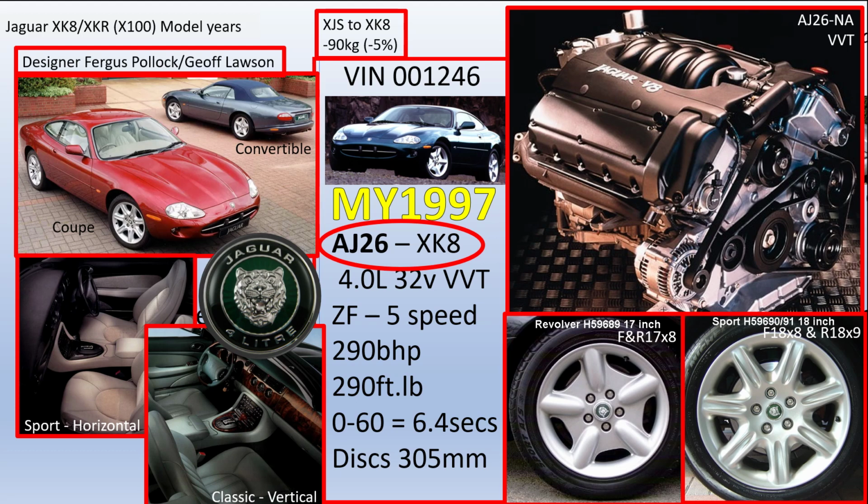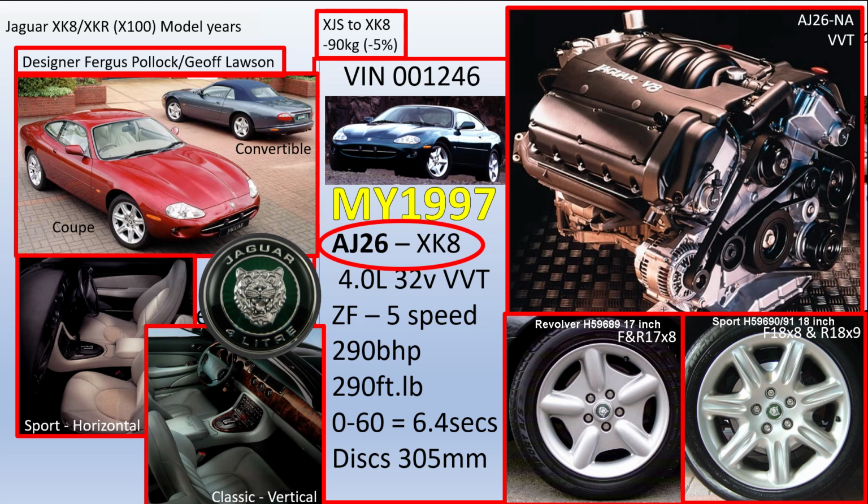The interiors are available in two types. There was sport, which you can identify with horizontal stitching in the seats. You could actually have fabric inserts in the seats with that. Or classic, which has the vertical stripes, and that was all leather.